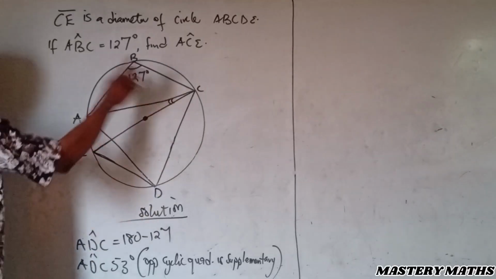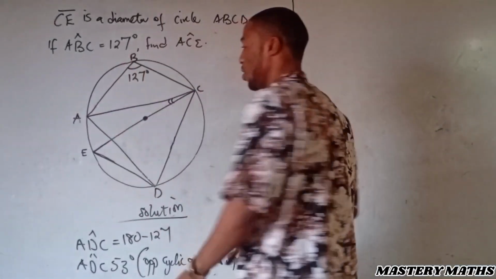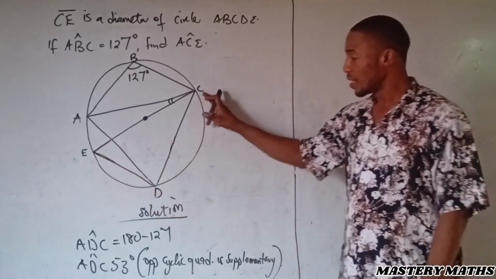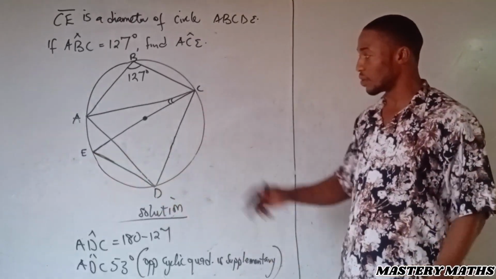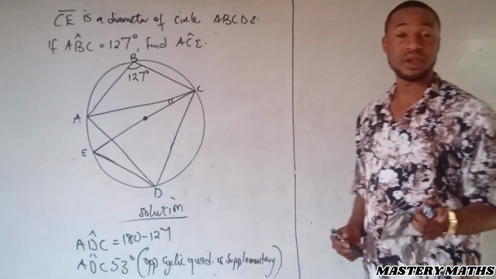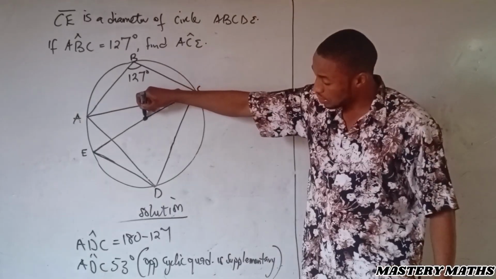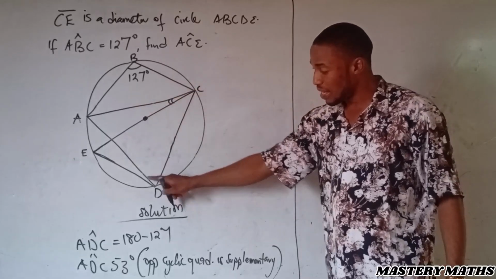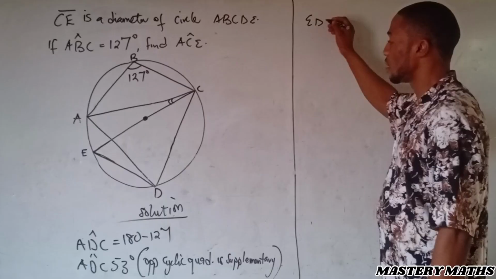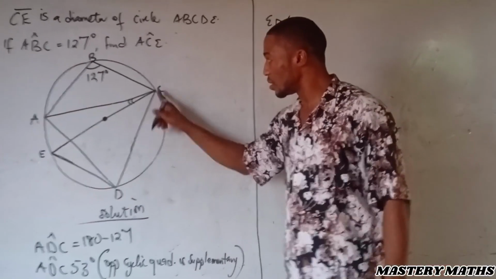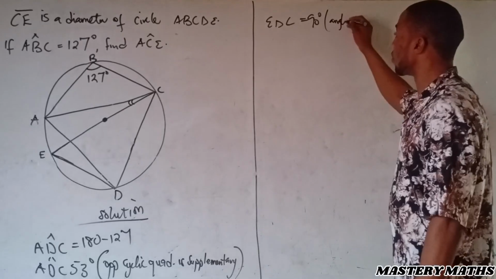Now that we've gotten ADC, we need to search for EDC. If you watch on the board, your EDC is an angle in a semicircle, and an angle in a semicircle is equal to 90 degrees. Whenever you have an angle in a semicircle, it's 90 degrees because of this dot you're seeing here, opposite to this angle. So we have our EDC, which is 90 degrees. What will you put? Angle in a semicircle.